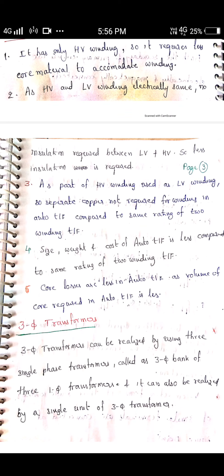Here if we compare size, weight and cost, auto transformer size is no doubt less. Why? Because only one winding is used. Core required is also less compared to two winding transformer. That's why weight is also less. If winding and core metal required are less, no doubt cost is also less compared to the same rating of two winding transformer. Core metal required less means iron losses or core losses are also less. So that's simply what we required for auto transformers.